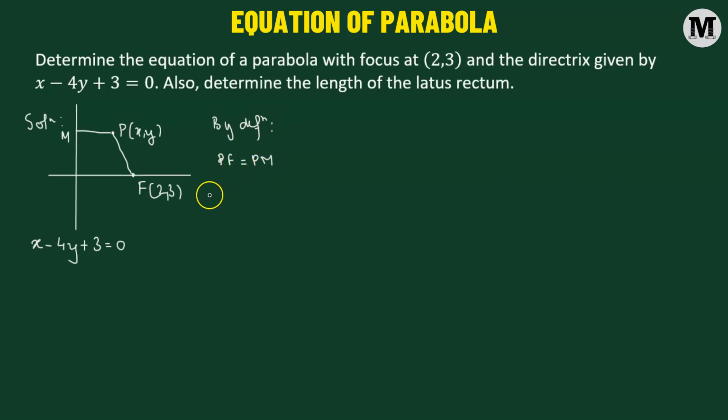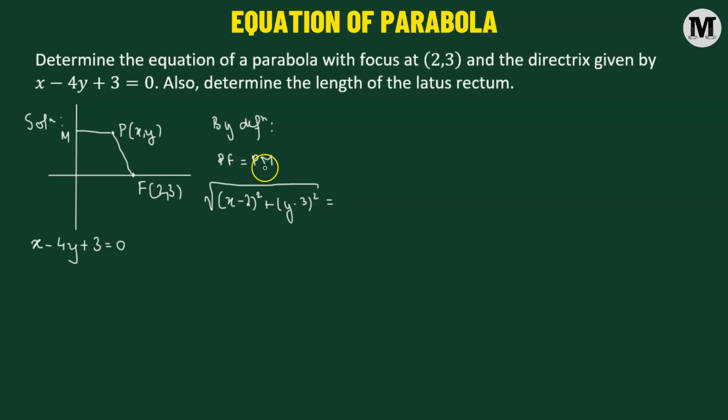Now we can easily find the length PF. All we have to do is take the square root. Underneath the square root, we need to take the difference of the x coordinates of point P and F, so that's x minus 2. We square this value and then add it to the difference of the y coordinates, so that's y minus 3 squared as well.